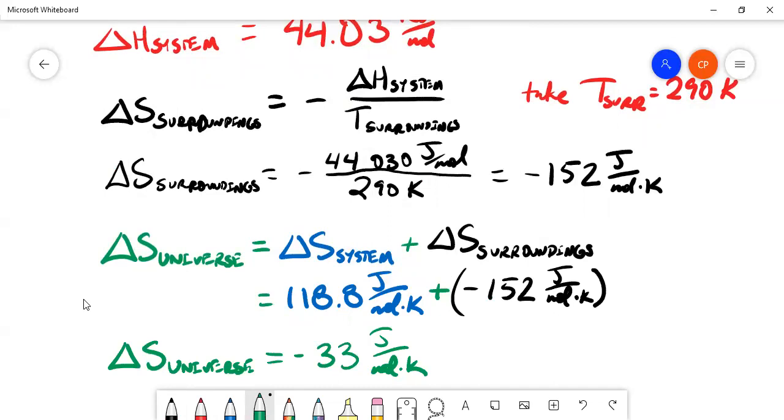And so even though I've got a lot of disorder coming out of the transition of the liquid to the gas at very cold temperatures, I wind up absorbing so much heat from the universe so that the water can evaporate that the entropy change of the universe is substantially negative.